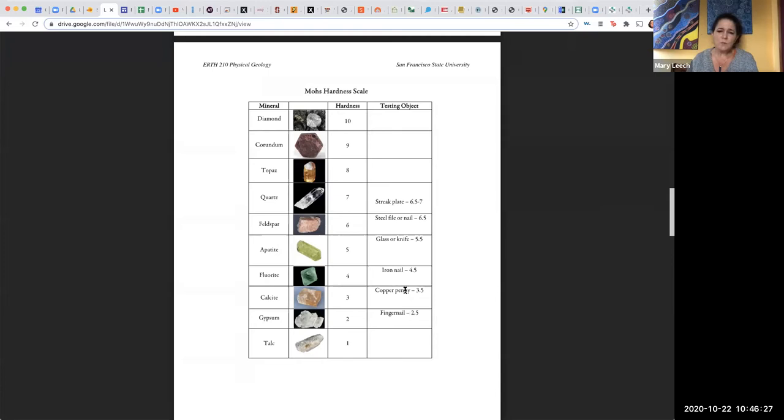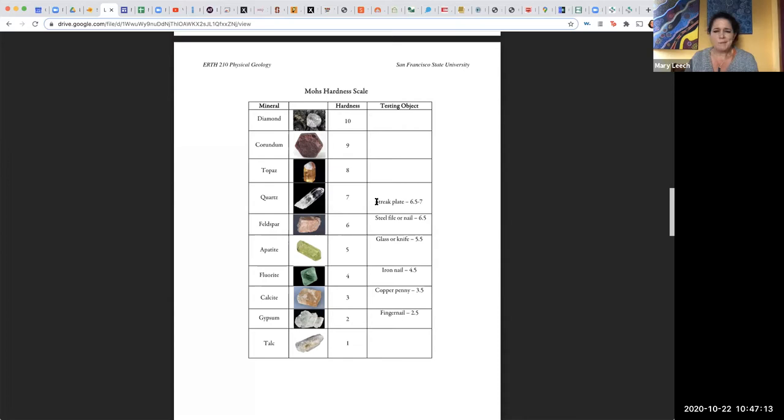Hopefully you all have a penny sitting somewhere around you can use, your fingernails, an iron nail, like an iron nail that you might hammer into a board. You can use that. The glass you have, you don't have to worry about a steel knife or a steel file. This is a steel nail versus an iron nail, I guess is the difference. Because if you pick up a nail, you don't necessarily know what it's composed of. It could be anywhere in between 4.5 and 6.5, honestly. So maybe it's better not to use the nail. But you've got the glass plate and you've got a streak plate to use. So that's great.